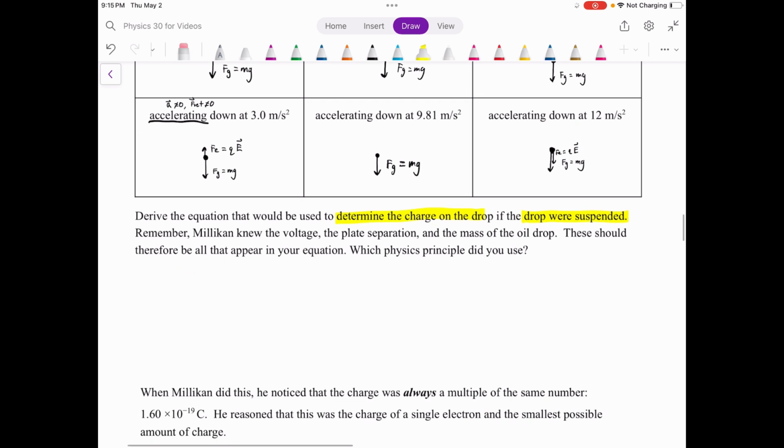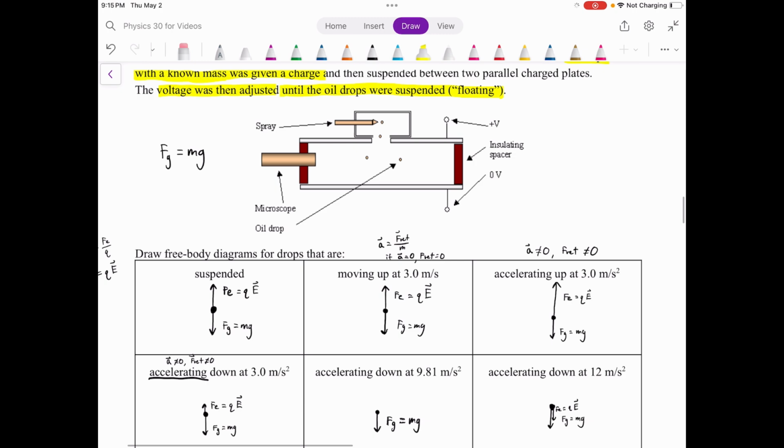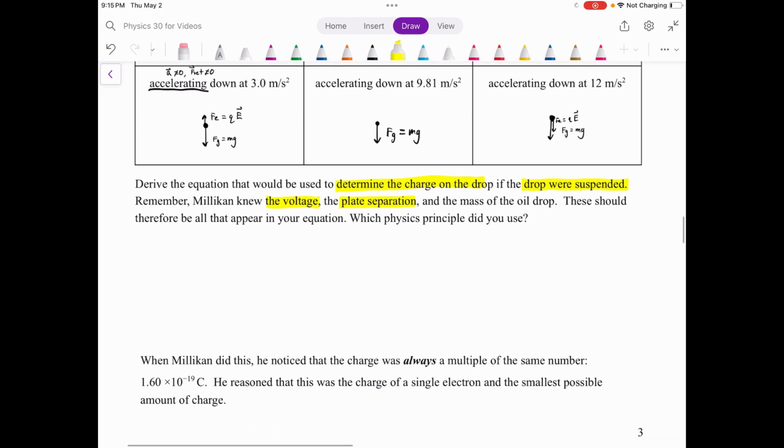Now remember, all Millikan knew from his experimental setup was the voltage, which he could adjust and read with a voltmeter. The plate separation is easy to do: just take out a ruler and measure how far apart they are. And the mass of the oil drop. Therefore, those should be all that appear in our equation. We can only calculate with numbers that we know. So let's think about this.